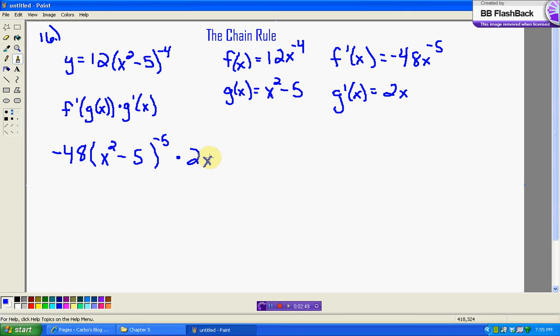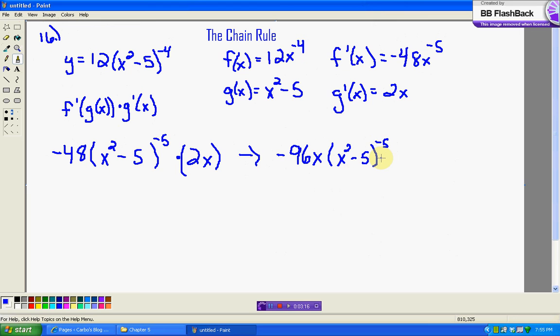Now, a couple things going on here. 2x, first of all, is our g prime. We cannot leave this. This is unacceptable. This is not simplified. First of all, you have something being multiplied on the outside, something being multiplied on the outside. You can combine these two things to get negative 96x times x squared minus 5 to the negative fifth.